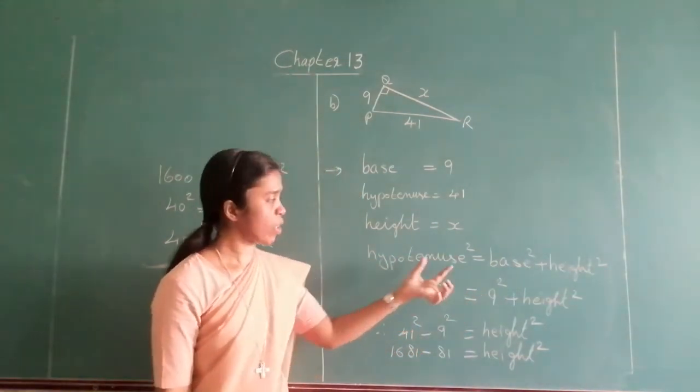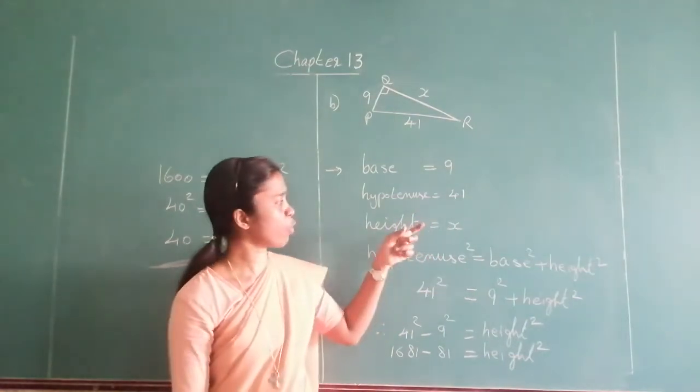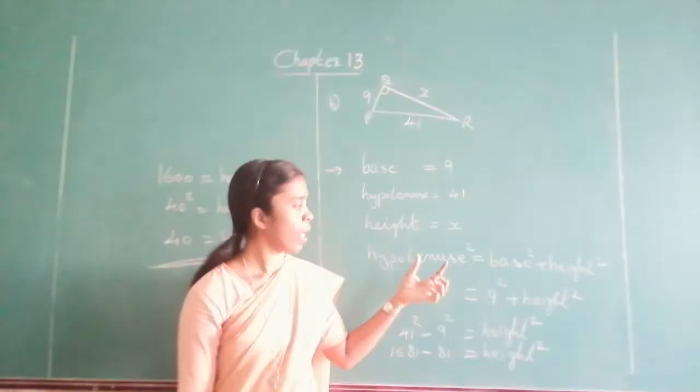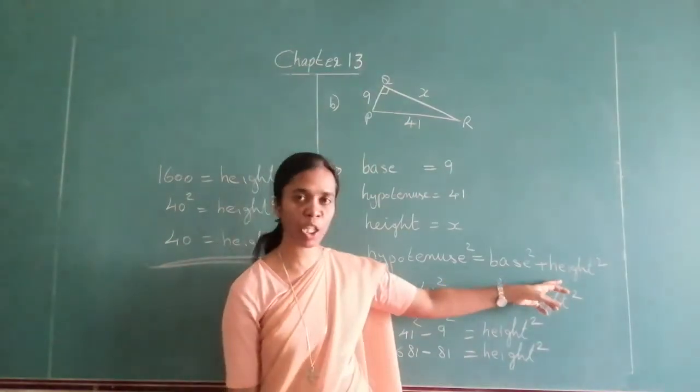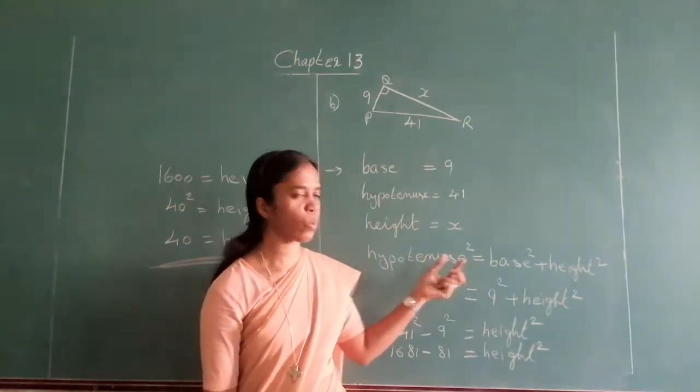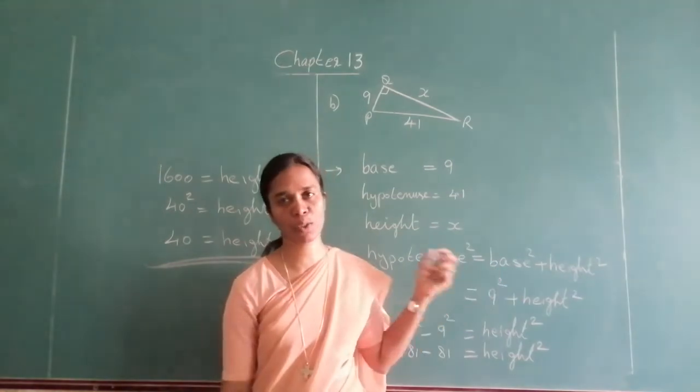Okay. So, instead of writing this formula, since you have to find height, you can write it as height square equal to hypotenuse square minus base square.